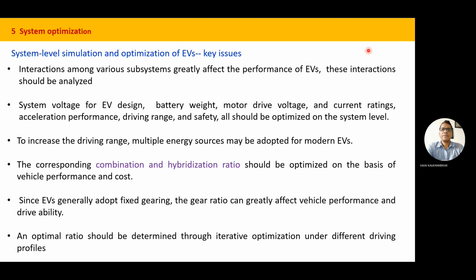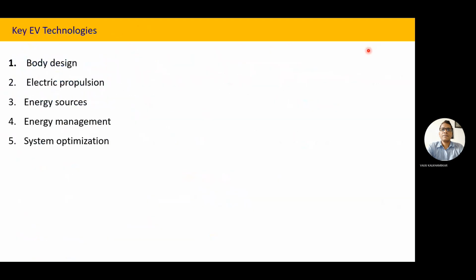So we have seen here five electric vehicle technologies, that is body design, electric propulsion, energy sources, energy management, and system optimization. In body design, we have seen it can be a conversion electric vehicle or a purpose-built electric vehicle. In electric propulsion, it is mostly the electric drive, that is the motor and drive system. There may be various types of electric drive, which we can see in a separate lecture. There are energy sources technology, that is battery, flywheel, fuel cell.